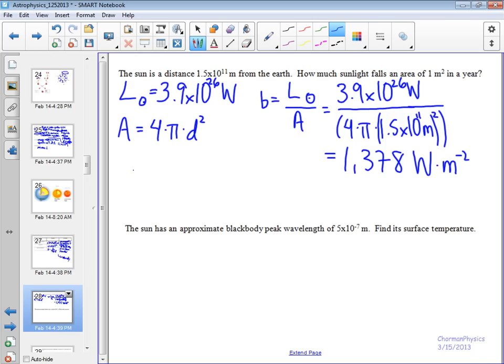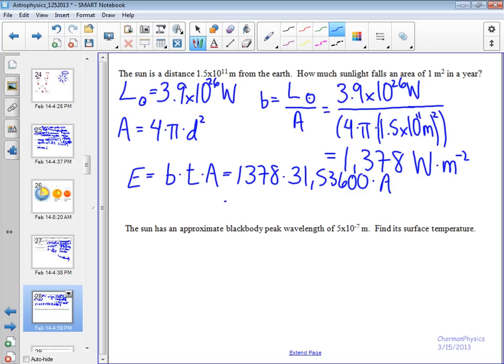And we want to know the total energy that we end up receiving, which is just going to be energy equal to the apparent brightness times time times the area. So this is just going to come down to this times this times that area that we had from before, which I'm not going to rewrite, and we end up with this many joules falling on 1 square meter in a year.